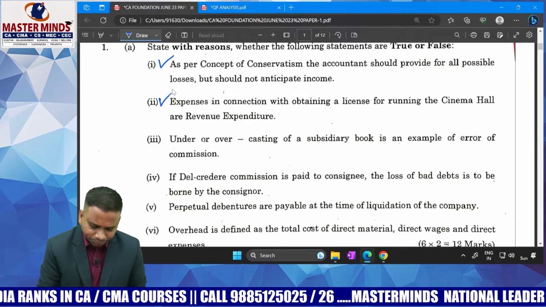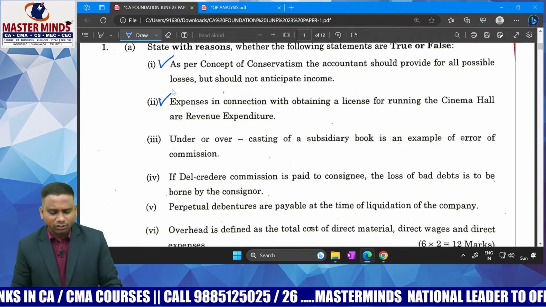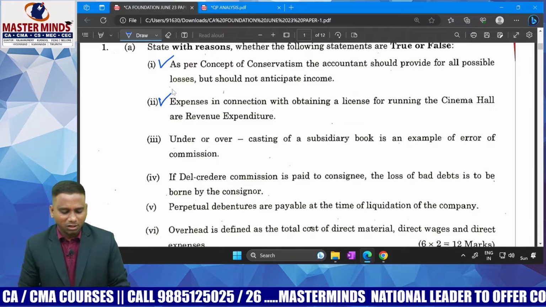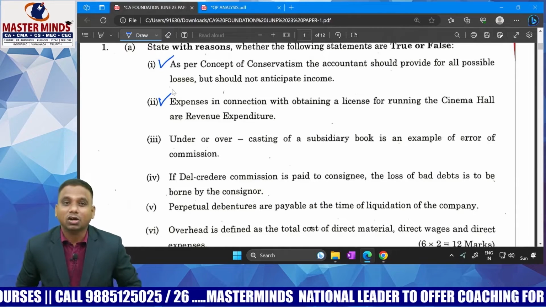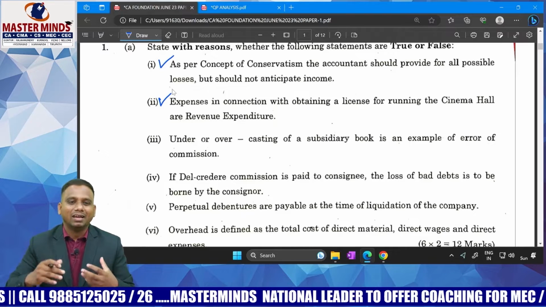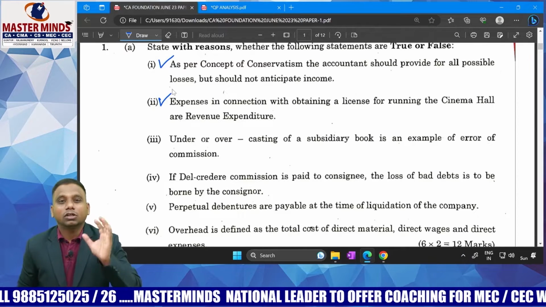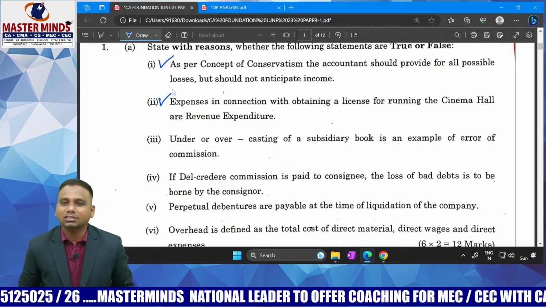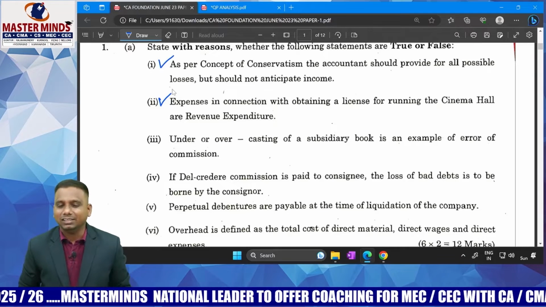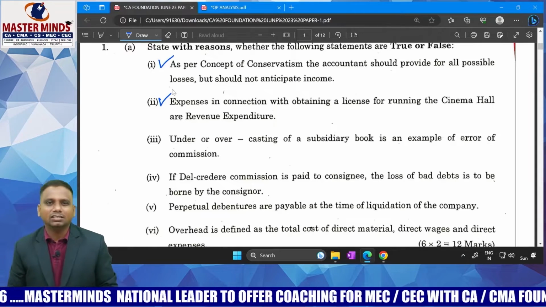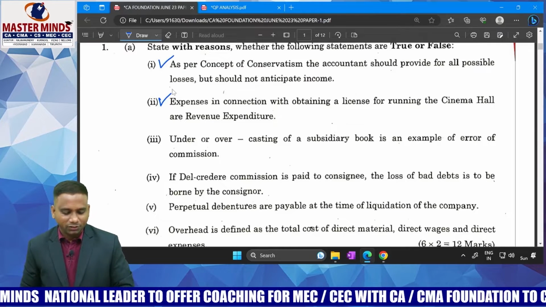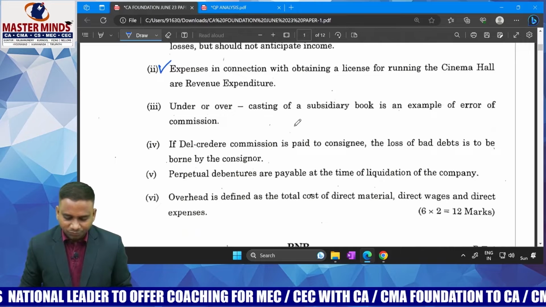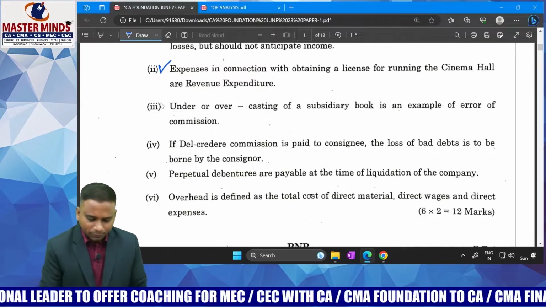Next one: expenses in connection with obtaining a license for running the cinema hall are revenue expenditure. This is a question from which concept? Capital expenditure and revenue expenditure. If you are thorough with that concept, then you can answer this true or false statement easily. What is the answer? Actually, it is a capital expenditure, but they have given it as revenue expenditure. So, this is false.